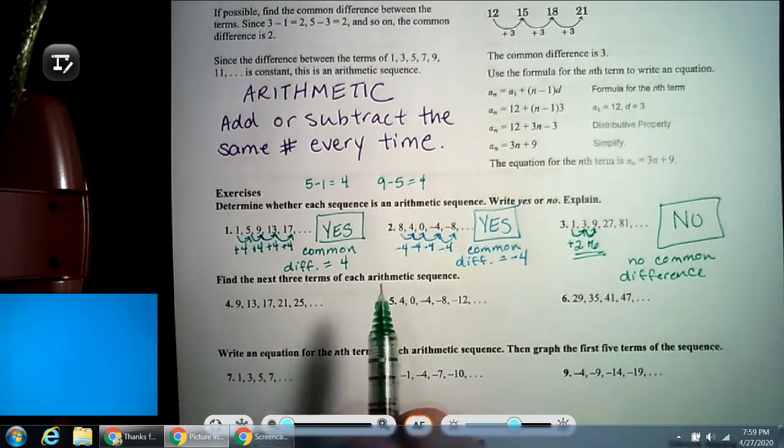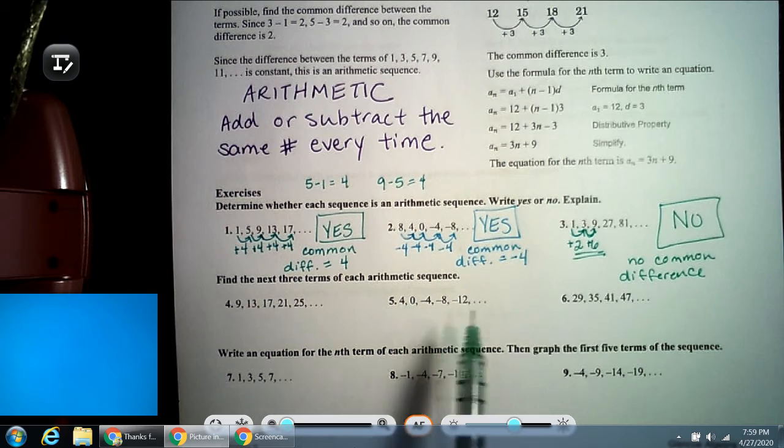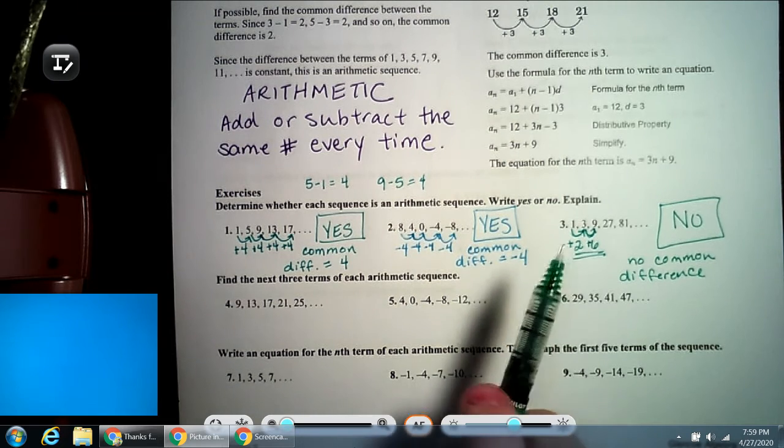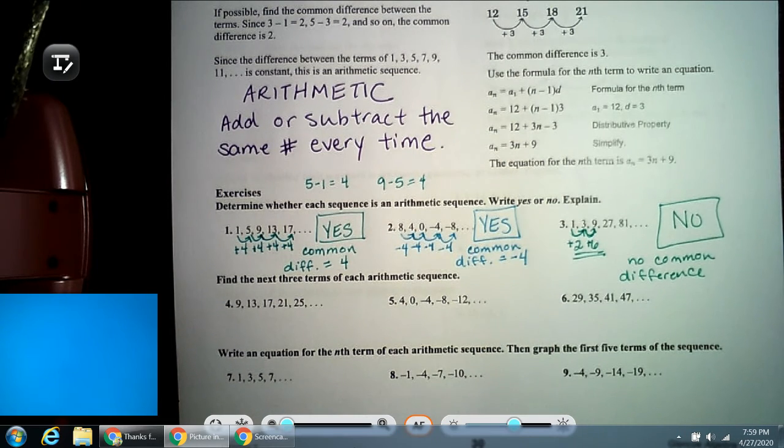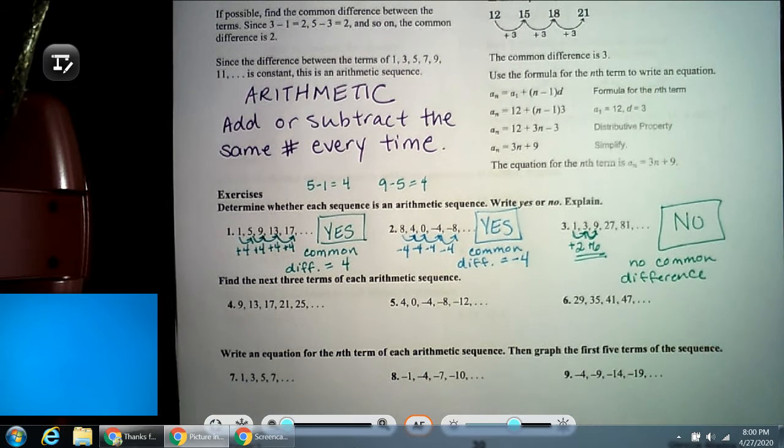So 1 and 2 are arithmetic, 3 is not. It's only an arithmetic sequence if you get to the next number by adding that common difference, adding the same thing or subtracting the same thing every time.